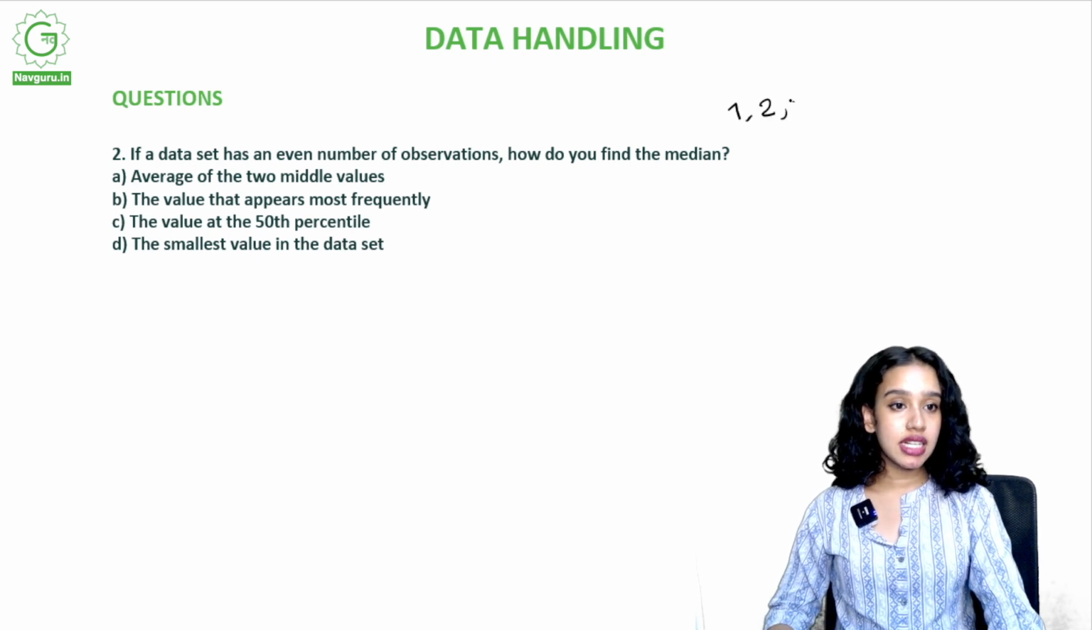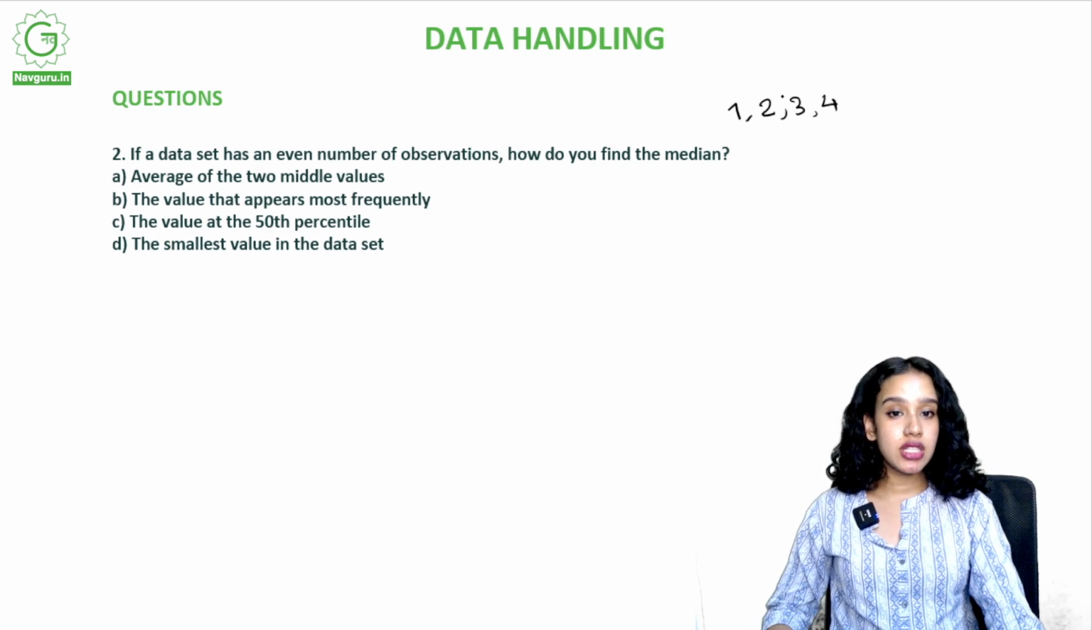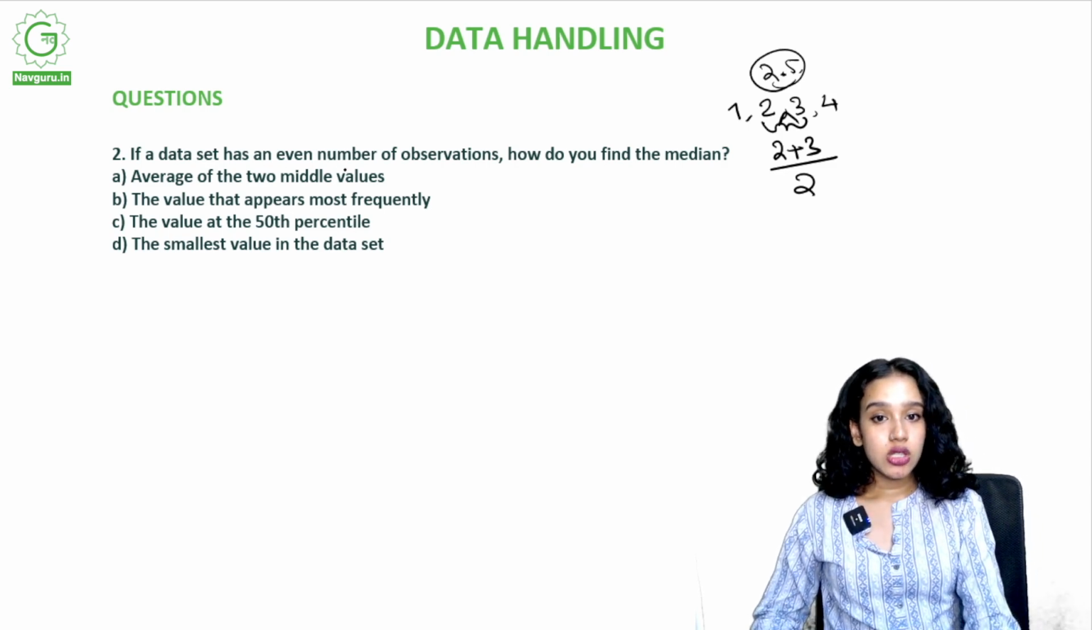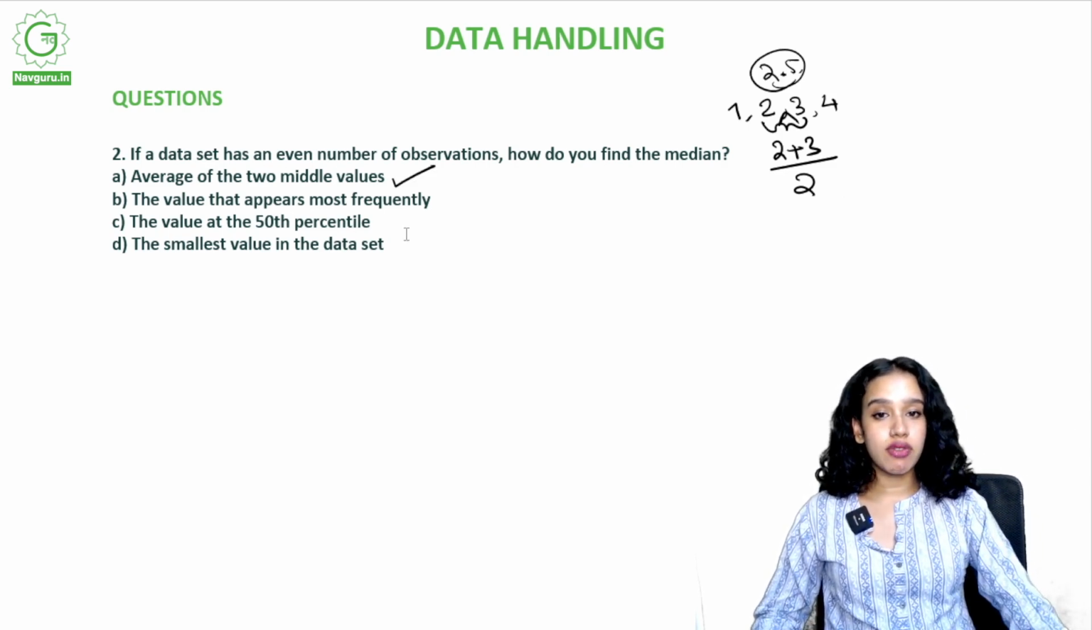If we have, let's say, 4 data points, how do we find the median? We take the two numbers in the middle. We'll take 2 plus 3 divided by 2. We get 5 divided by 2, which is 2.5. And we found the median of the data, which is 2.5, right? So we take the average of the two middle values.